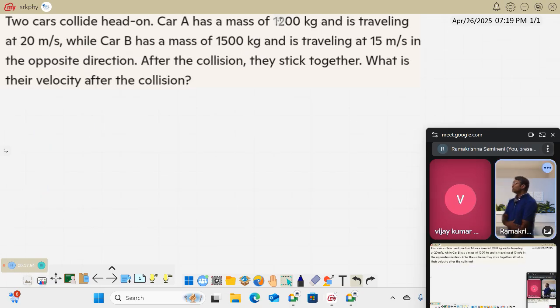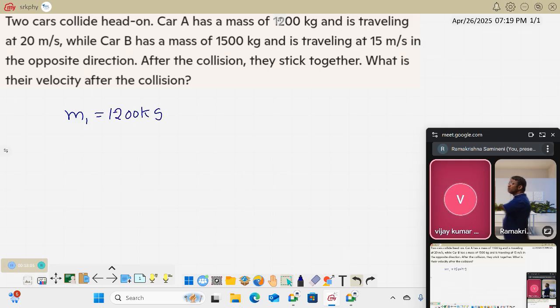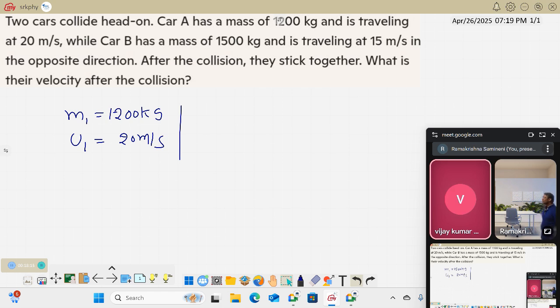What is given? Two cars colliding head-on. Head-on means straight, right? So the mass of the first one is 1200 kg, traveling with an initial speed of 20 meter per second. Car B, what is the mass of car B? That is the second one, m2 is equal to 1500 kg.